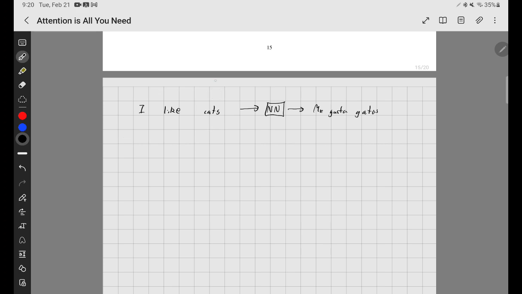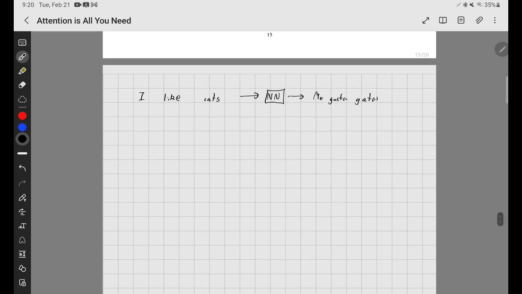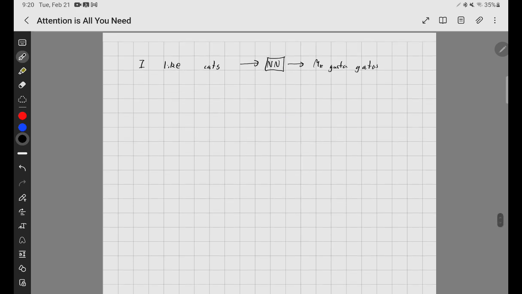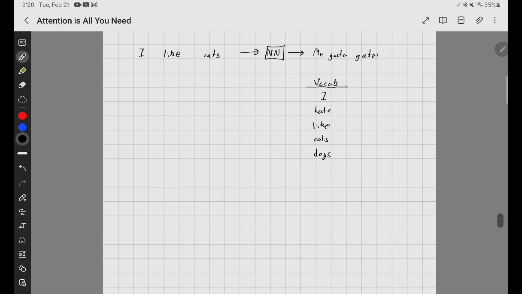How do you represent text in a vector form? What you can do is create a vocabulary. So I'm going to create a vocabulary list. This will be my vocab, and it'll have the word I, the word hate, the word like, the word cats, and the word dogs. So my vocabulary is just 5 words. This is the vocabulary of the entire model. This is everything it knows about.